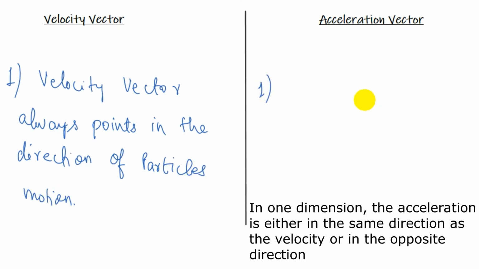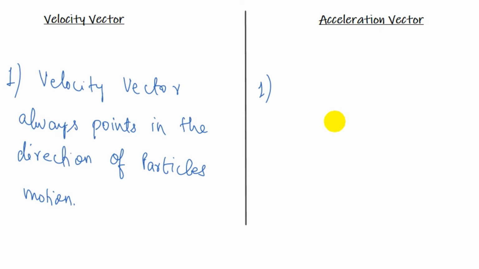Now in one dimension, the acceleration is either in the same direction as that of velocity or in the opposite direction, but in two dimensions the acceleration can be in any direction relative to velocity, and the acceleration vector can point in a direction other than the direction of motion. So let me write this point, a very important point.